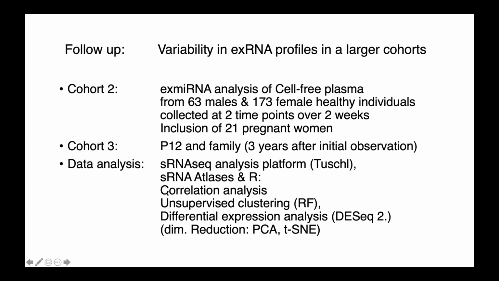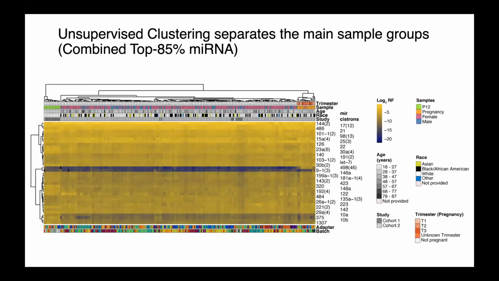We added more analysis methods, correlation analysis. The lab also uses occasionally dimensional reduction like PCA analysis and TSNE. However, this is not the main focus of the work. Now, if we do unsupervised clustering of the representative sample set as shown here, which is constituted of about 250 individuals, we see that the main sample groups separate well using this method.